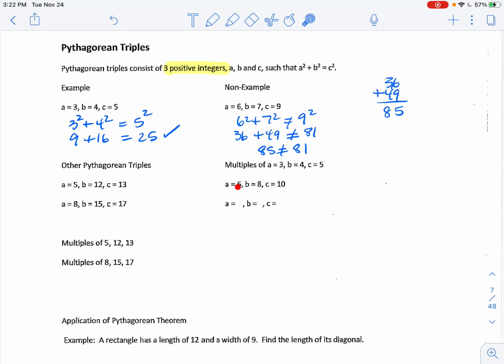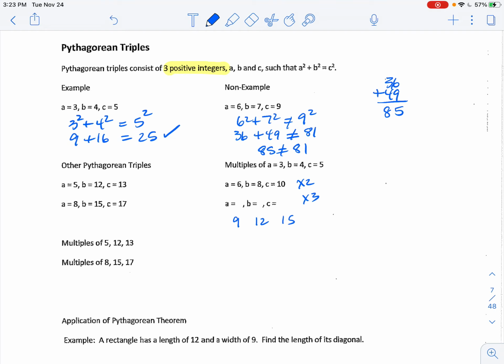If I were to double 3 and I'd get 6, double 4 and get 8, and double 5 and get 10, this would be a Pythagorean triple. And so I just doubled this, or multiplied all these guys by 2. If I multiplied these guys by 3, I would have 9, 12, and 15. That would work as well.